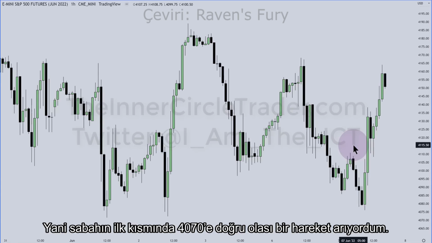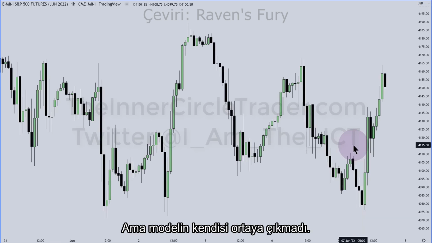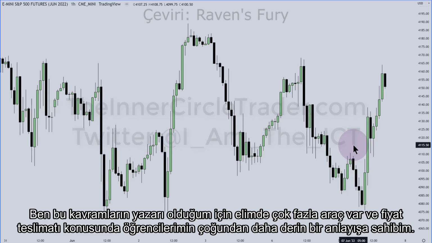Okay, so initially in the beginning of the morning, I was looking for a potential run to 4070. It gave an opportunity to tape read, quote unquote, paper trade, or even demo using the draw on liquidity, but the model itself didn't materialize. Okay, because I'm the author of these concepts, I have a lot of tools at my disposal, and I have a little bit better understanding of price delivery than the average student of mine.